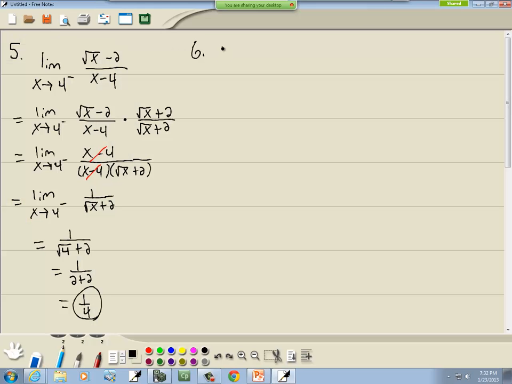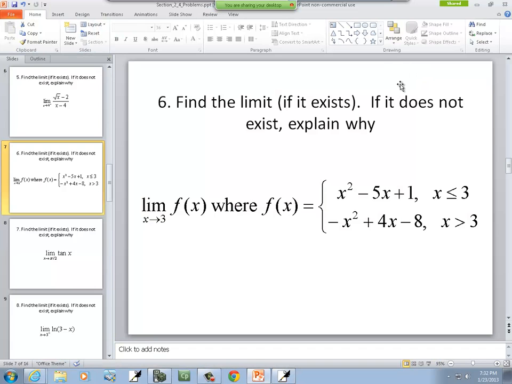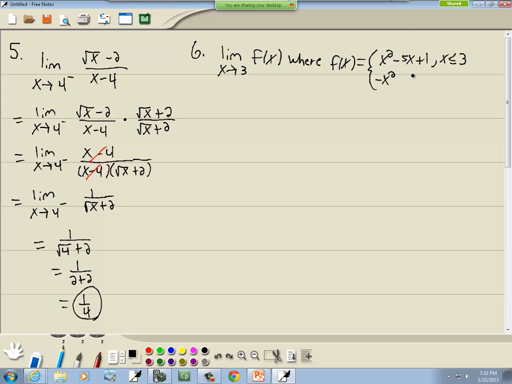Okay, so we got the limit as x approaches 3 of f of x, where f of x is equal to x squared minus 5x plus 1, x is less than or equal to 3, and negative x squared plus 4x minus 8, where x is greater than 3.